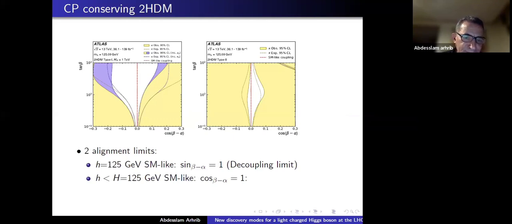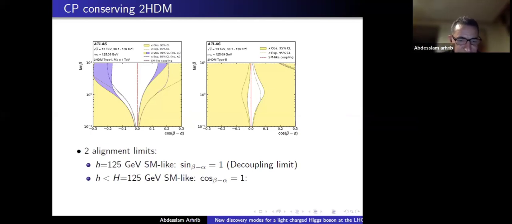Okay, and so the data tells you that cosine beta minus alpha should be very small, between minus 0.1 and 0.1. This is for type 1. In type 2, for example, same picture. So cosine beta minus alpha should be in the white region here. This is if you assume that the light CP-even is 125, and the other one is quite heavy. So cosine beta minus alpha should be very small, which means that sine beta minus alpha should be close to 1. And sine beta minus alpha is the coupling of the standard model Higgs to two Ws or two Zs. So this should be full strength, and this means that we are almost in the decoupling limit, meaning that the heavy Higgs coupling to two Ws becomes very, very small.